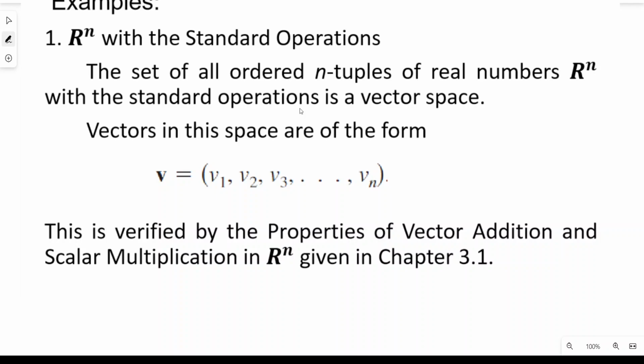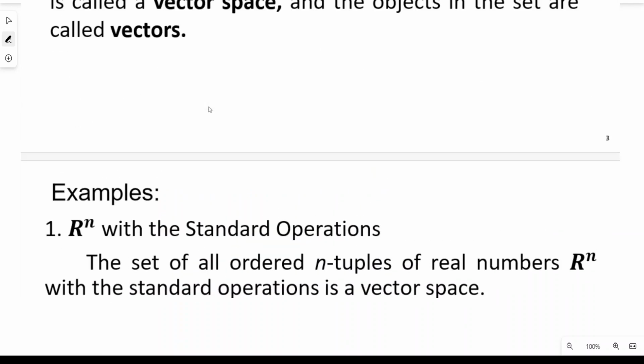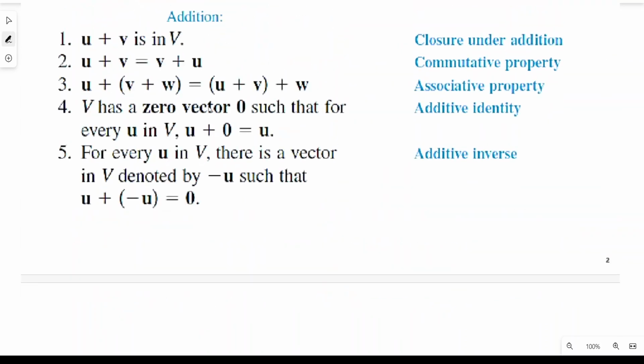In order for us to prove that it is indeed a vector space under the standard operations, we need to show that R to the n satisfies all the 10 axioms. This was already verified in our previous discussion in chapter 3.1. So just to make a short recall of these properties, let us do it for n equal to 2, and let us go back to these properties.